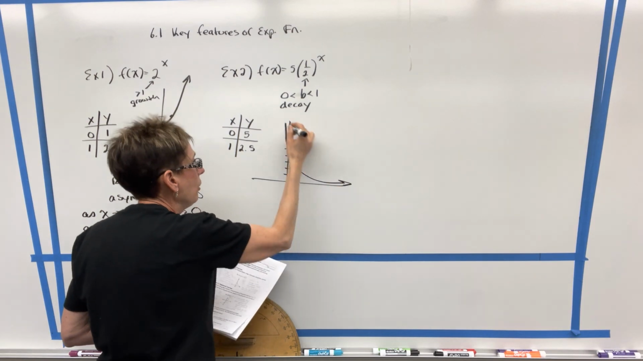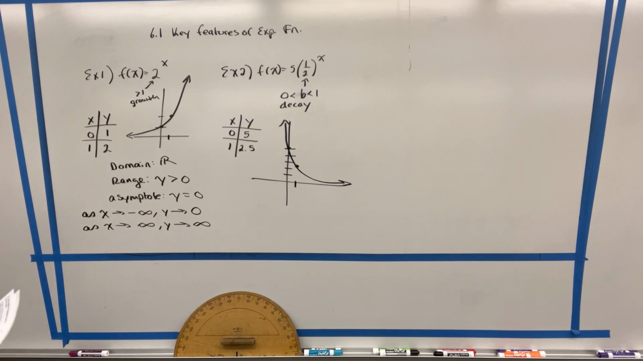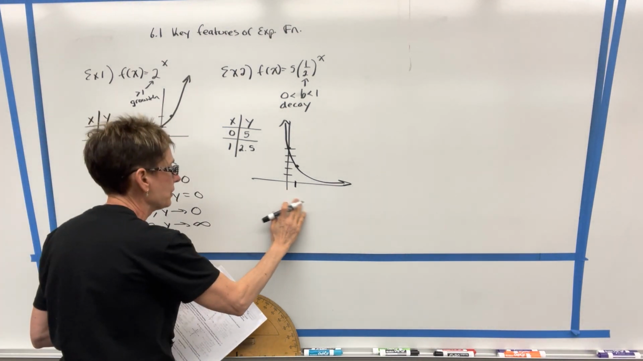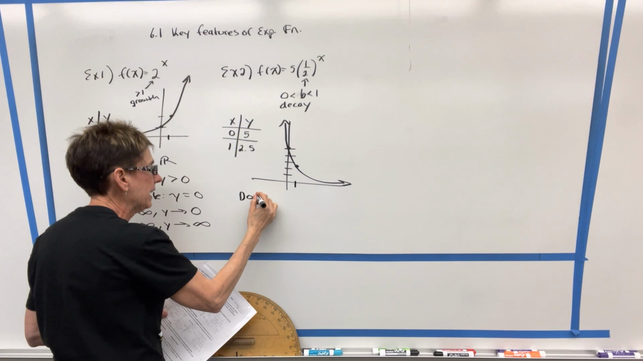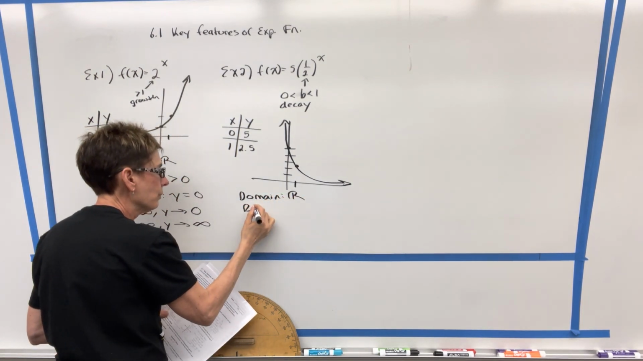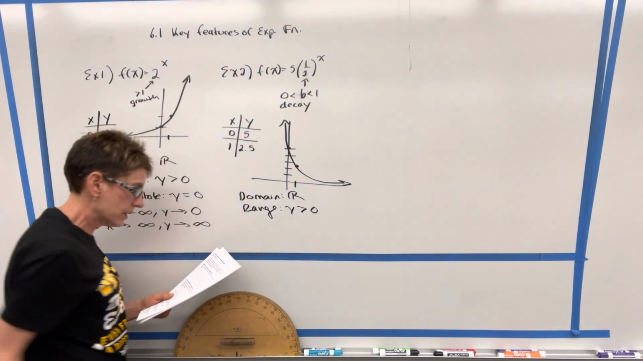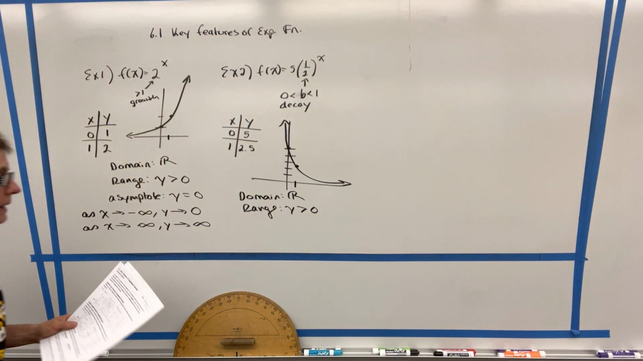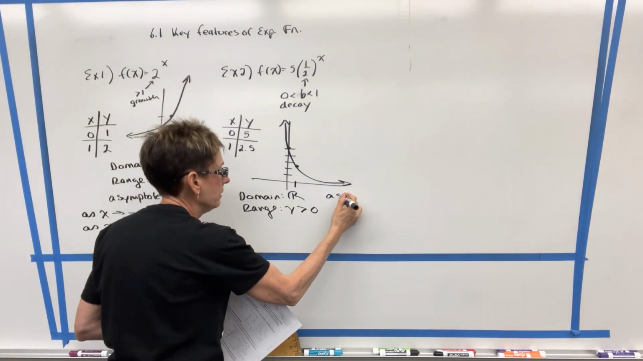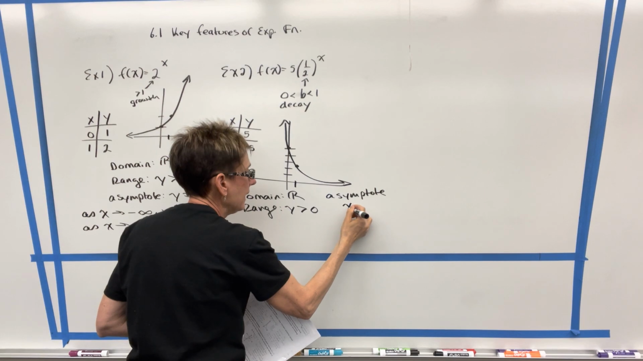This function is also going to approach the x-axis as an asymptote. So let's look at the features here. Again, the domain is all real numbers. The range is also y is greater than 0. Y cannot actually equal 0. The asymptote here is the x-axis.